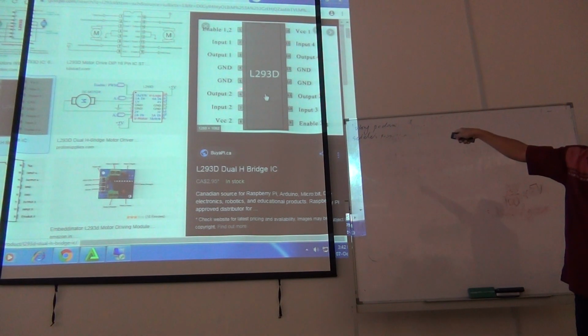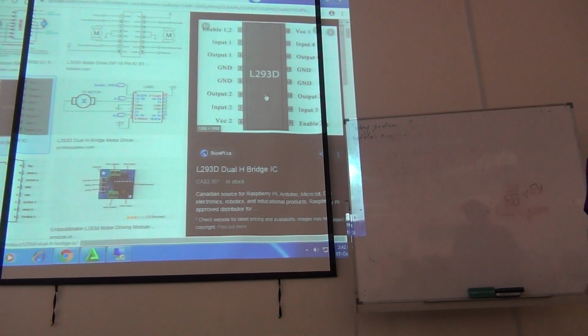What does it mean for input 1 and input 2? Input 1 and input 2 must be coming from your PIC.